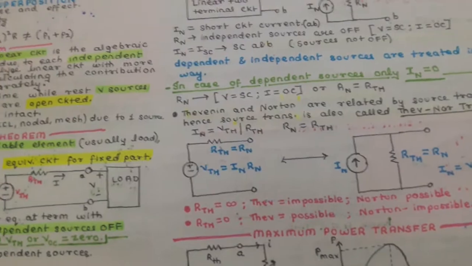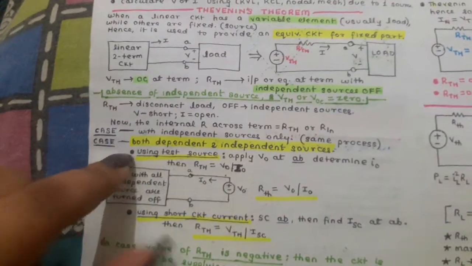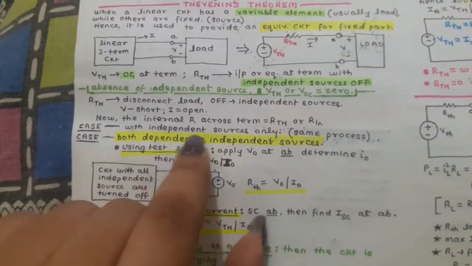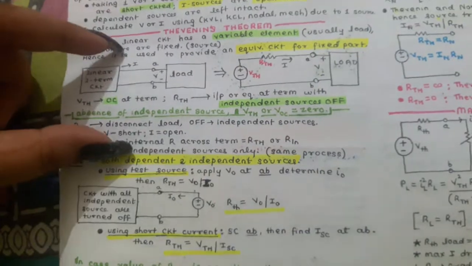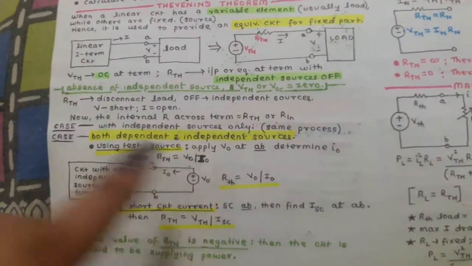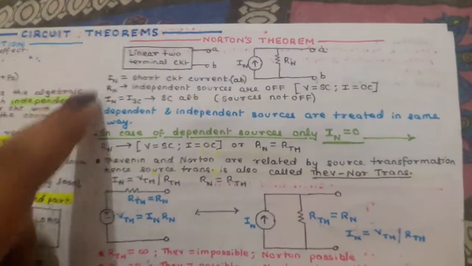In Thevenin's, we had a separate process for dependent and independent sources. We had one process with the independent sources only, and when we had both dependent and independent sources, we had another process. But in Norton's, it is not so. We are treating both of them equally.